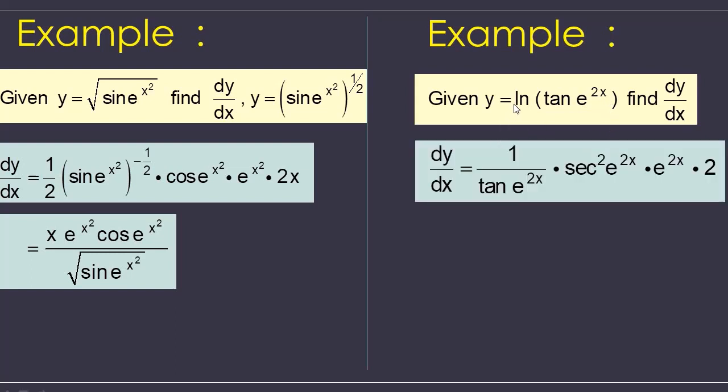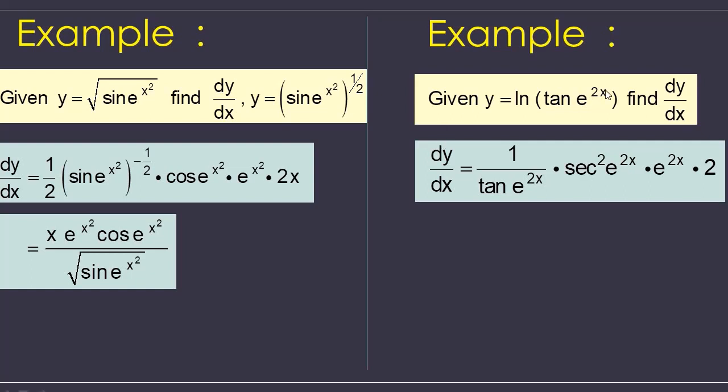Differentiate ln x is 1 over x. So when we differentiate ln tan exponent to x, we get 1 over tan exponent to x. Differentiate tan x is secant x square. So when we differentiate tan exponent to x, we get secant square exponent to x.